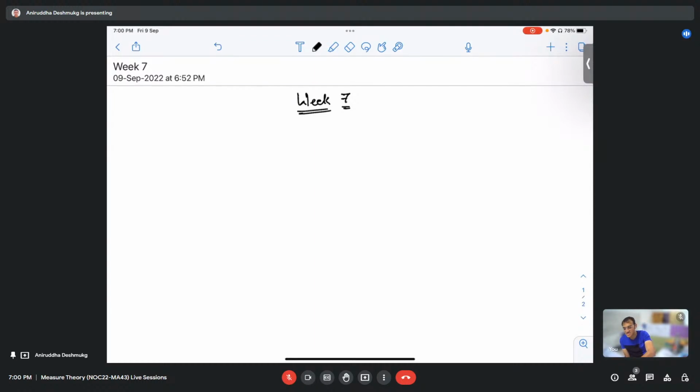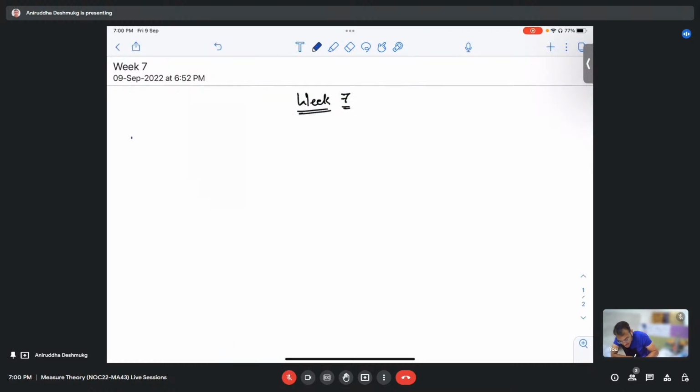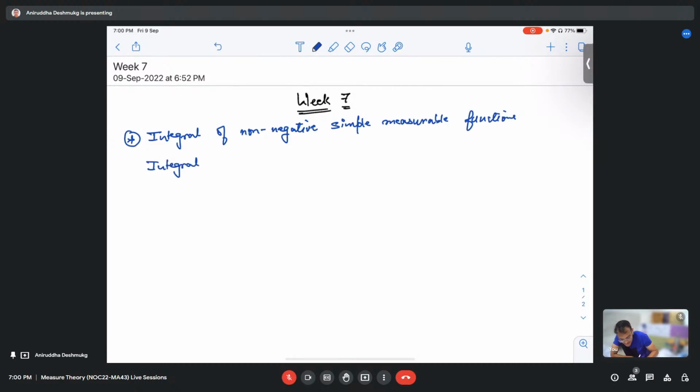This week we have seen how to define the integral of a non-negative simple measurable function and for non-negative measurable functions. So, let me just write it down. We have seen the integral of non-negative simple measurable functions and the integral of non-negative measurable functions.